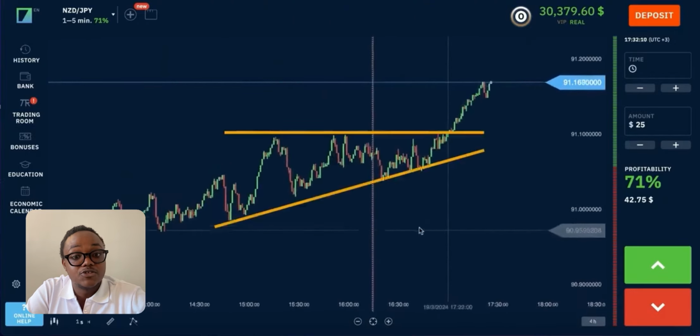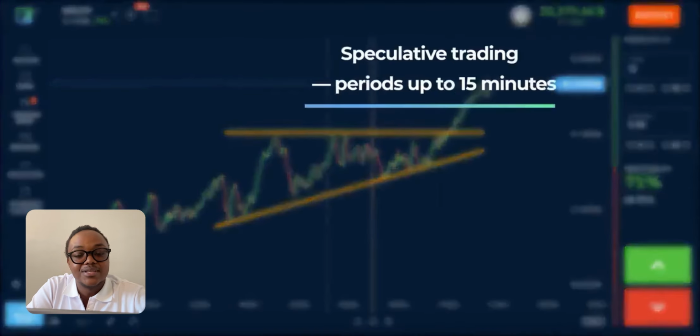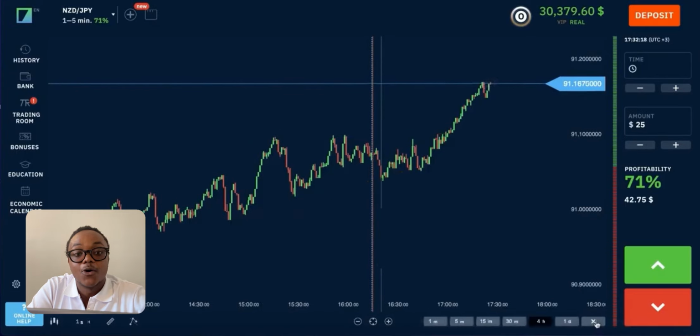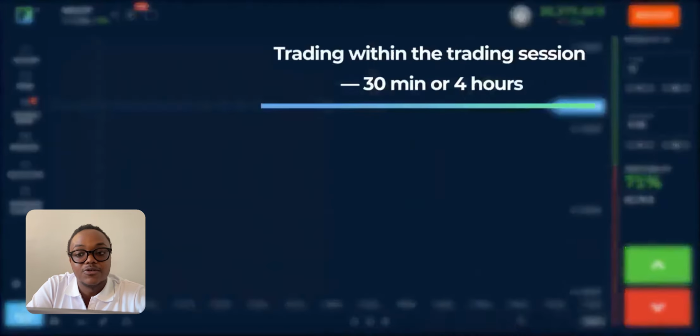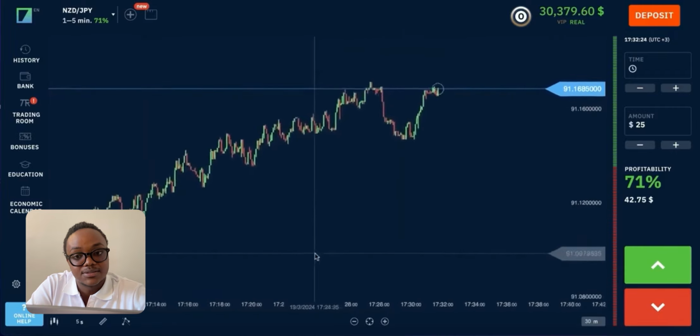For speculative trading, we use periods up to 15 minutes, and for trading within the trading session, we choose periods of 30 minutes or 4 hours. Overall, by setting a specific period and expiration time, we choose the trading style that suits you best.